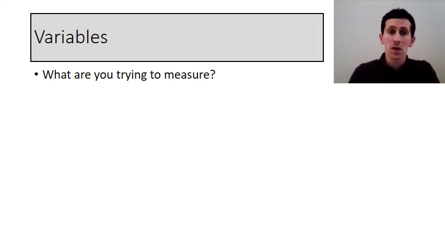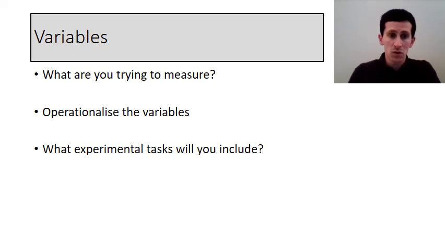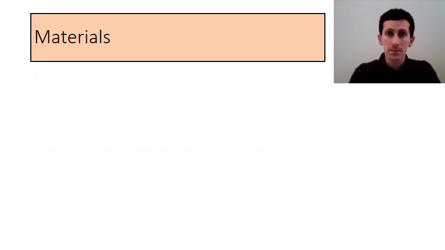For the variables, you've got to know what are you actually trying to measure. So you've got to operationalize your variables. You've got to be really specific. You can't just say, I'm going to measure aggression in the playground. You're going to have to mention, I'm going to look at punching, kicking, etc. You're going to have to operationalize those variables. Okay, be really specific about how you're actually going to measure and test what you're looking for. Also, are you going to do any experimental tasks? Is there going to be any testing involved in it in order to work out what the variables are?